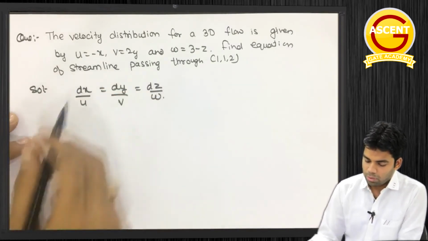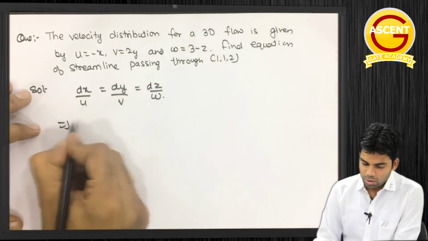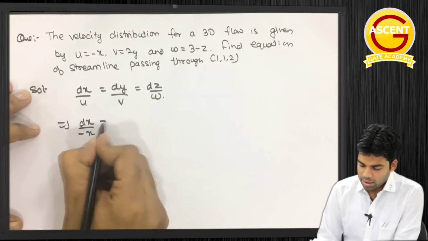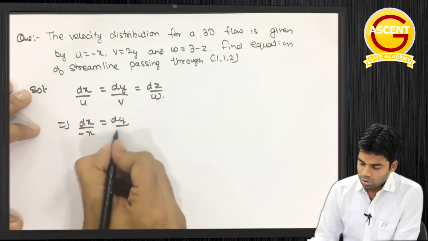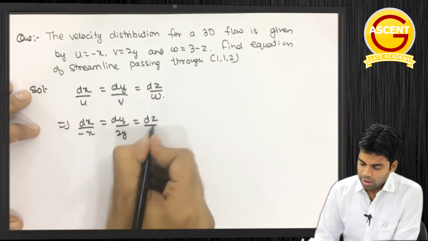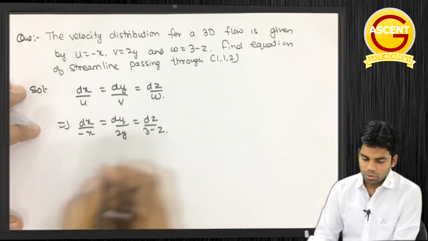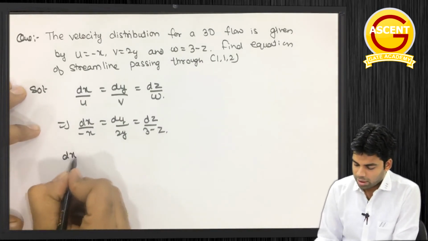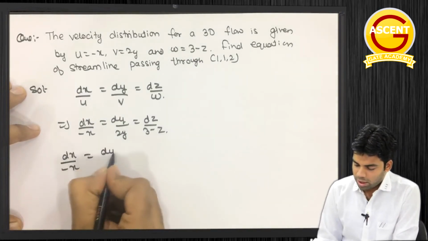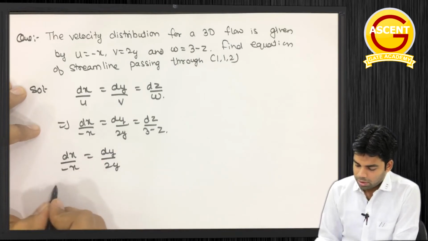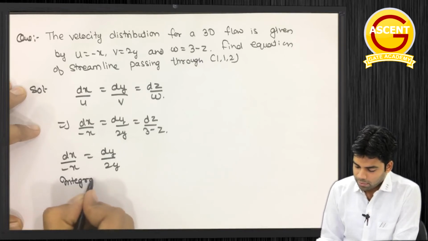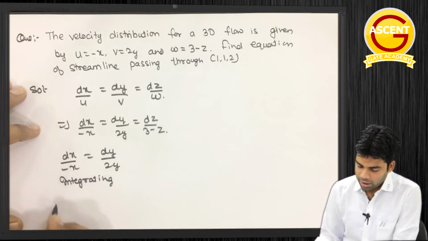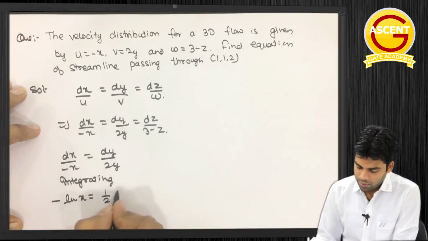Now u, v and w are given, so you can write it as dx upon minus x is equal to dy upon 2y is equal to dz upon 3 minus z. So how can we find the equation here? Taking dx upon minus x equal to dy by 2y, now integrating both sides, after integration we will get minus ln of x is equal to half ln of y plus a constant a.